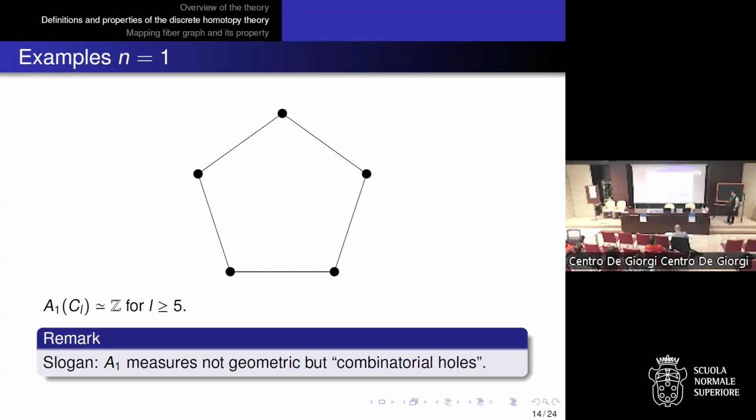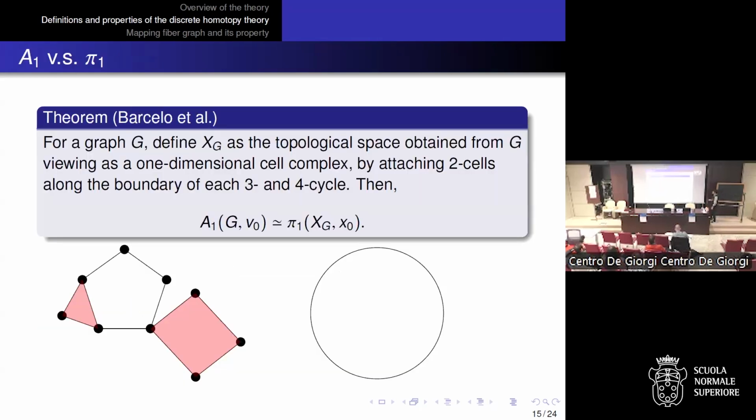But in some sense, this seems to be only a kind of combinatorial invariant. But there's also a geometric model for the theory. This is a classical result: for a given graph G, define a space X_G as follows.